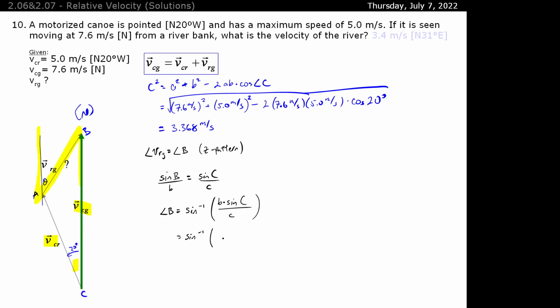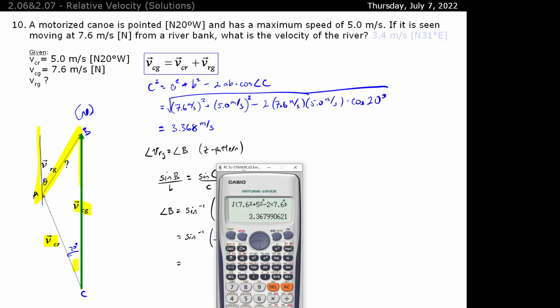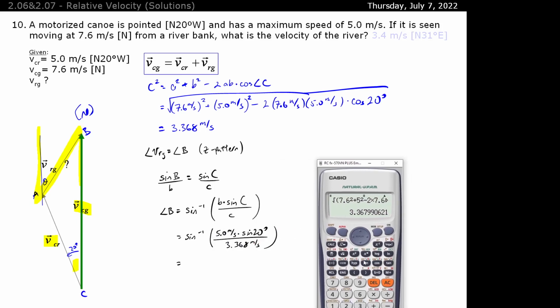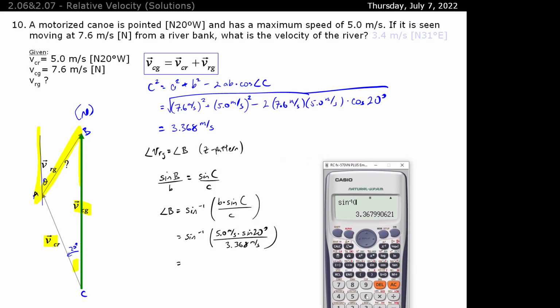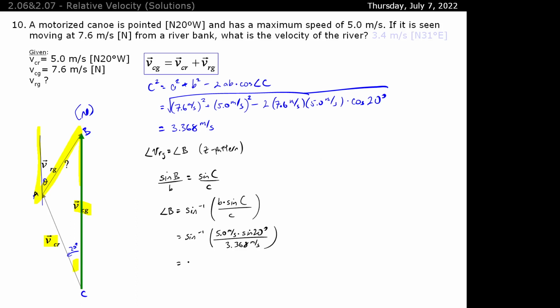Little b is VCR, which is 5.0 meters per second, times the sine of 20 degrees, divided by little c, which is RG, 3.368 meters per second. Make sure units are consistent, and let's go and calculate that out. Shift sine of 5 times sine of 20, close bracket, divided by 3.368 is equal to 30.5 degrees.